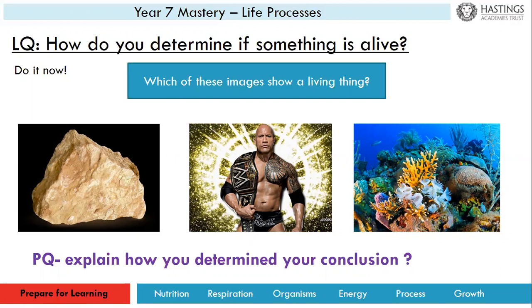What I'd like for you to do, for the Do It Now, is to look at those images there, a rock, the Rock Johnson, and an under the water scene, and determine whether any of those things are living things. Try and answer with a sentence. So you'd write a bullet point, the rock there on the left, and then explain whether you think it is a living thing and justify your answer.